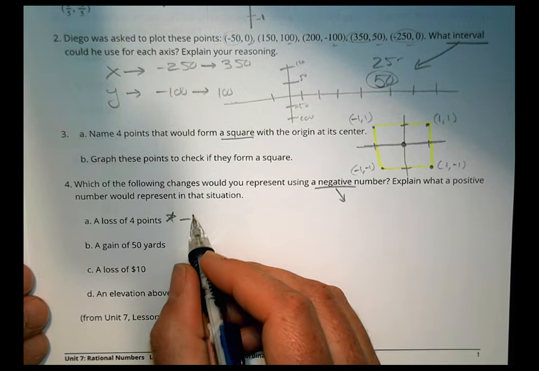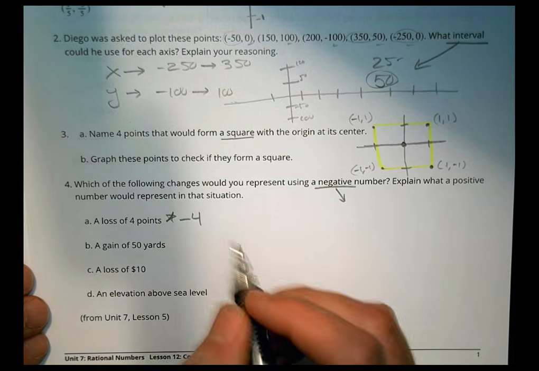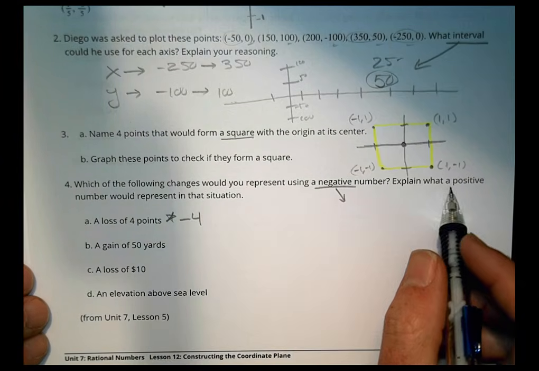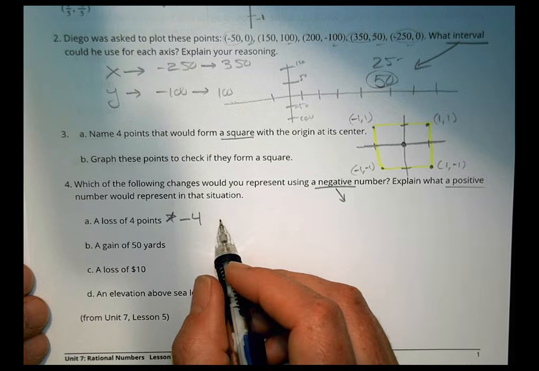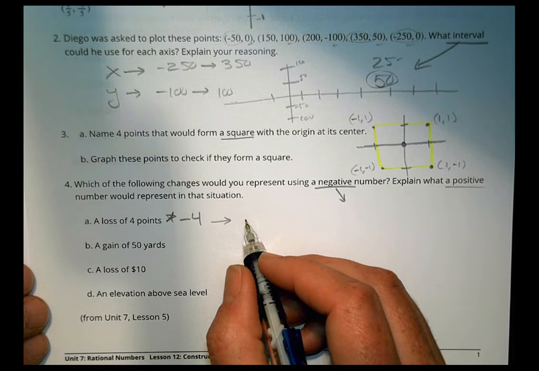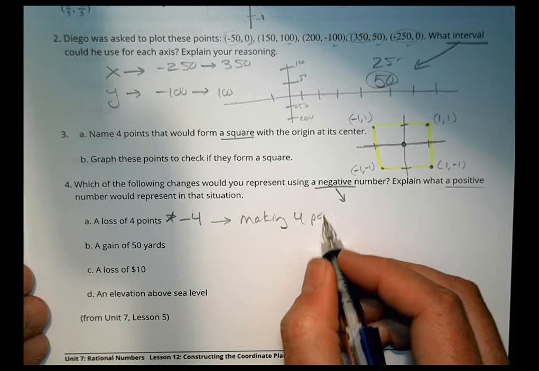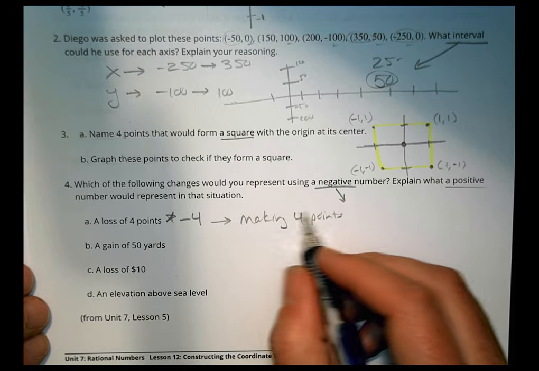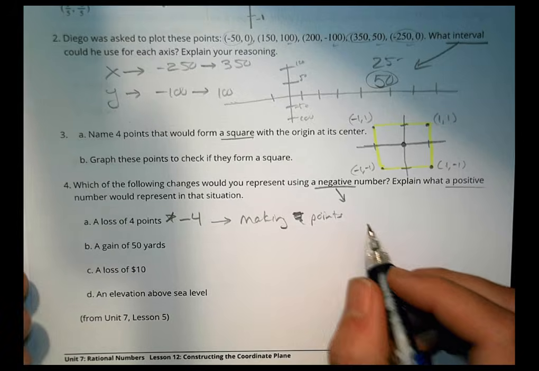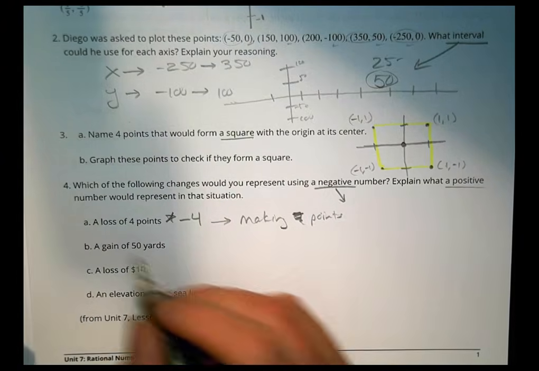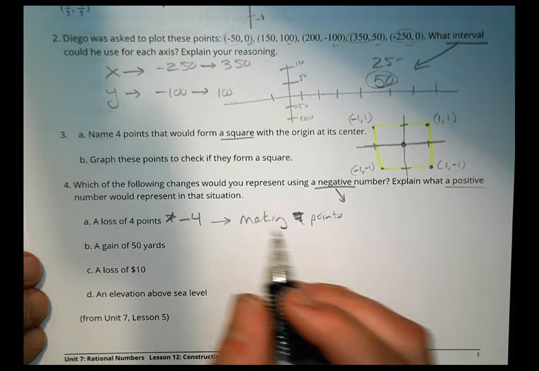Why? Because you're losing 4 points. It shows a decrease of 4 points. A positive number in this situation would be what? That would be something like making 4 points, or making an increase, or making points in general, right? So a negative is losing points, a positive is gaining or making points.